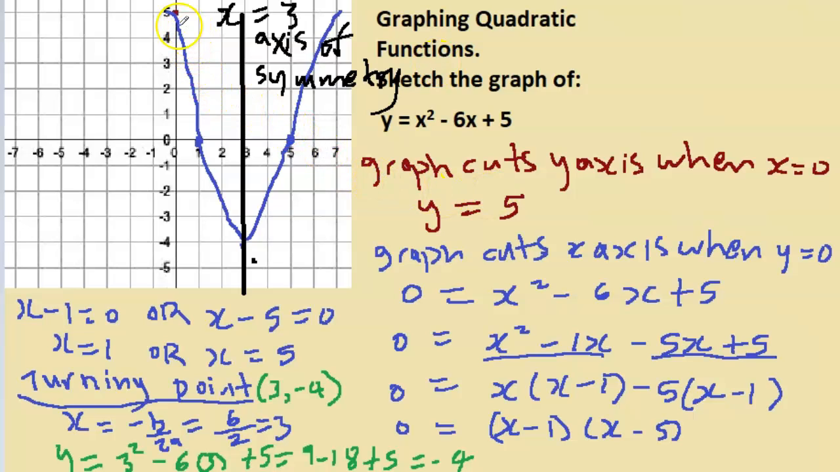Alright. So again, we want to find out where the graph cuts. The y-axis is always the c value. In this case, it's 5. And to find out where the graph cuts the x-axis, you let the y be 0. And you have a quadratic equation that you can solve, whether you use a formula or factorization or completing the square method.